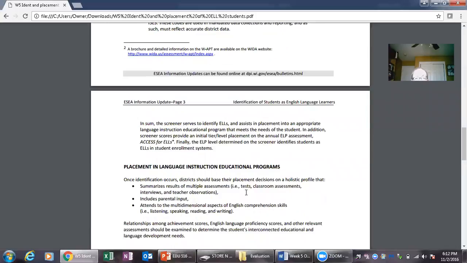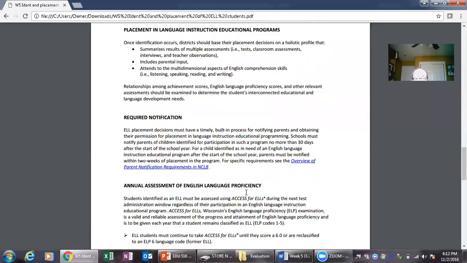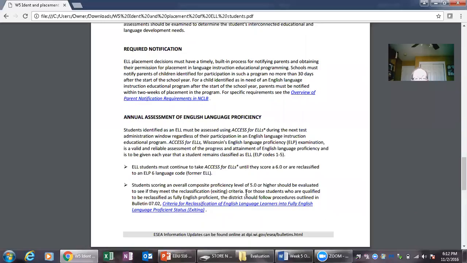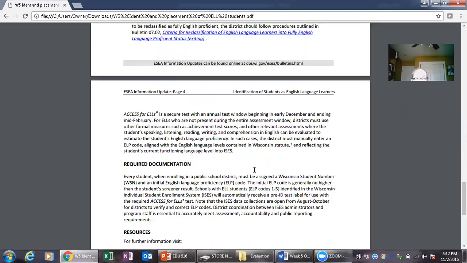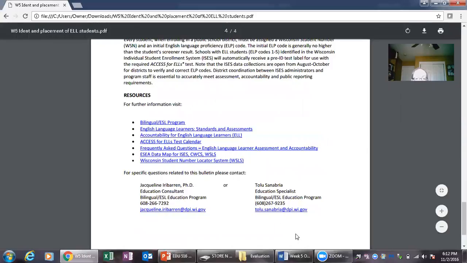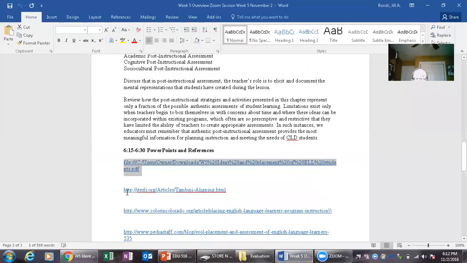Then they're placed into language instructional educational programs, and it's required to notify the parent. The annual assessment will then be done annually, and we're looking for an overall composite proficiency level of 5 or higher to be evaluated to see if they meet reclassification. And here are some other ways you can look at that as well.